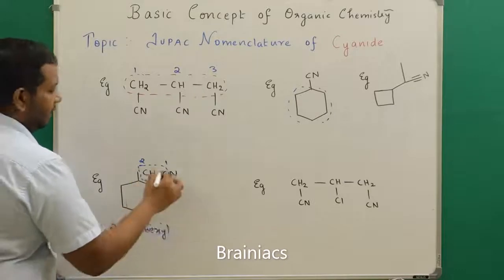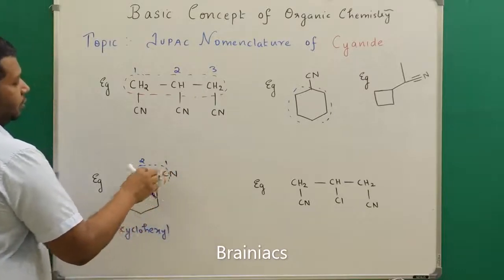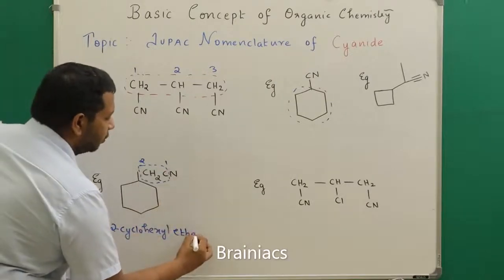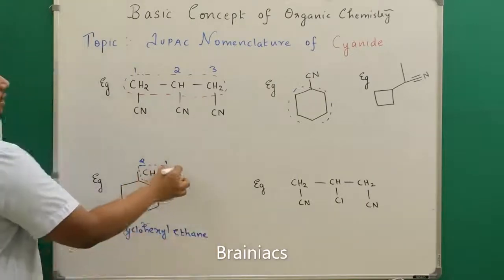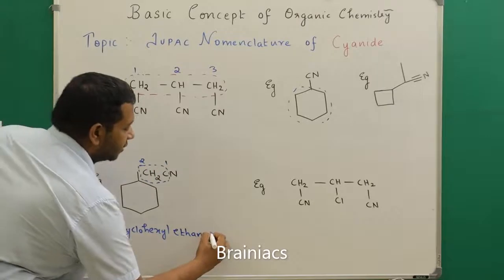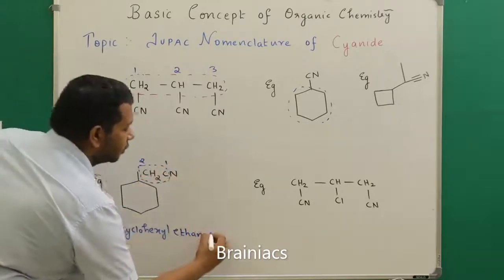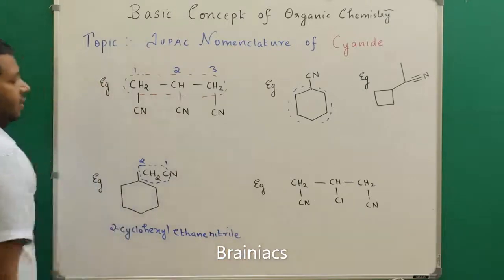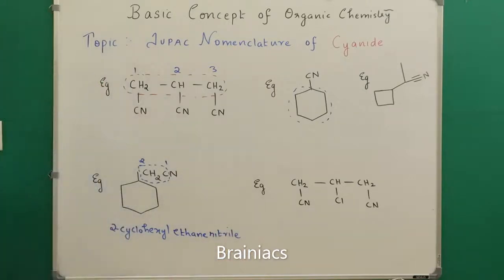Cyclohexyl. Tell me the word root for 2 carbon atoms. So we use the term eth, and these are connected through single bond, so we use ethane. Then the functional group is cyanide. Since the carbon atom is included, we use the term nitrile. Ethane nitrile. Understood? So I hope it is clear for you.